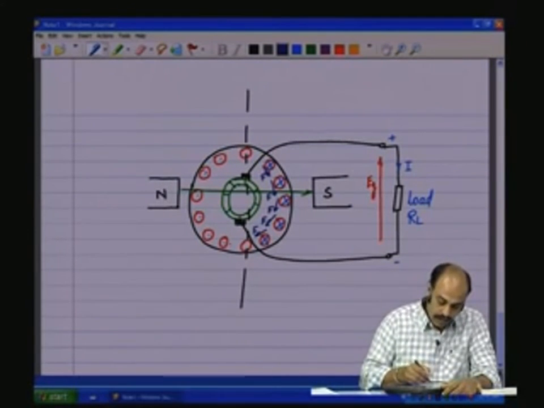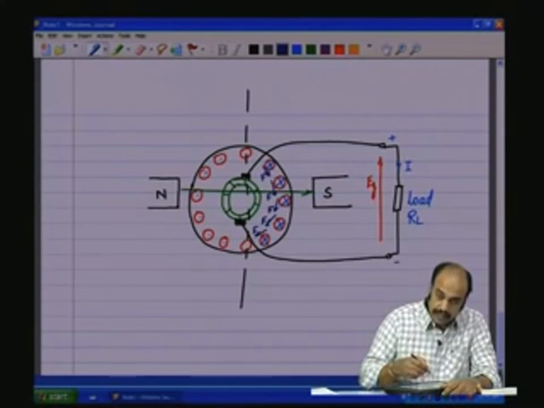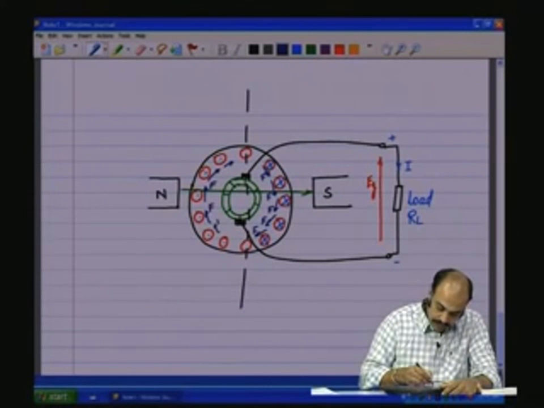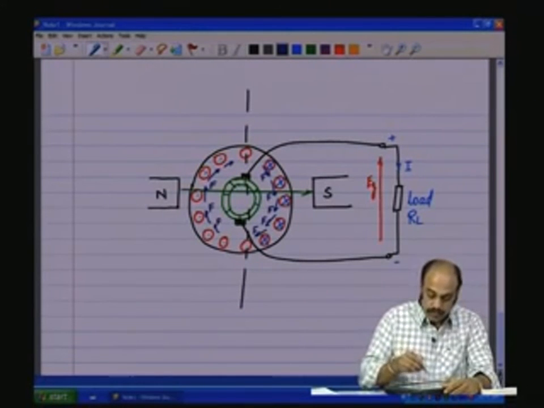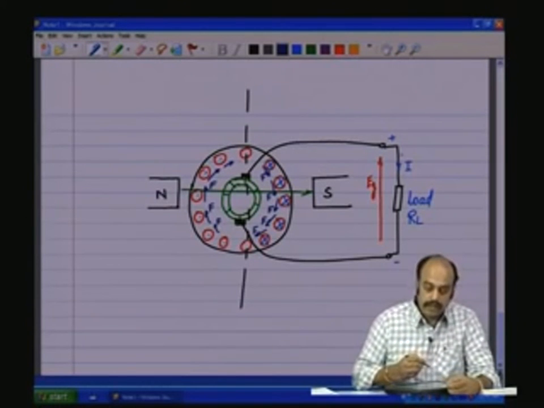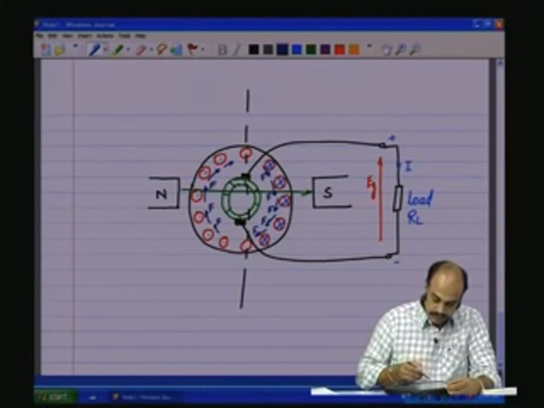downwards. Okay. Now, the current is coming out, and by again applying the right hand rule, you will see that the force will be applied in the direction pointing up, and therefore, they all will be aiding. The forces on each current will be aiding. So, these are the forces, the Lorentz force due to the load current which is flowing through the armature.